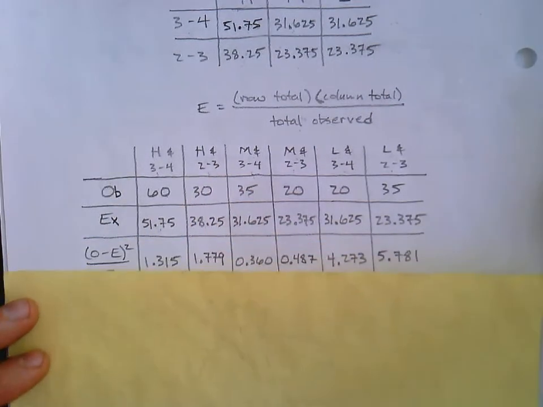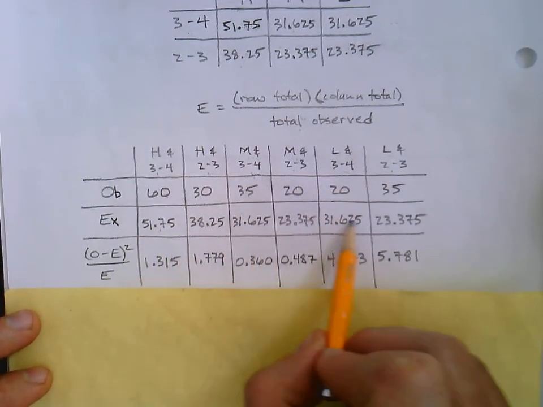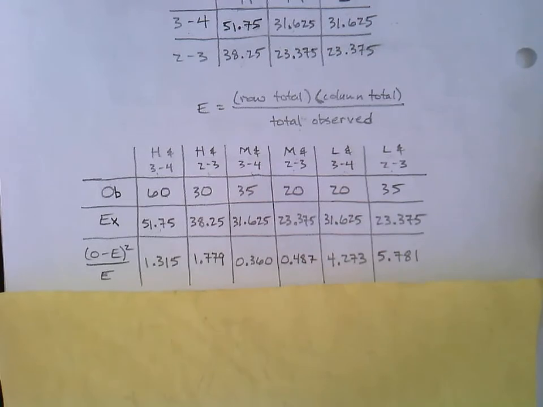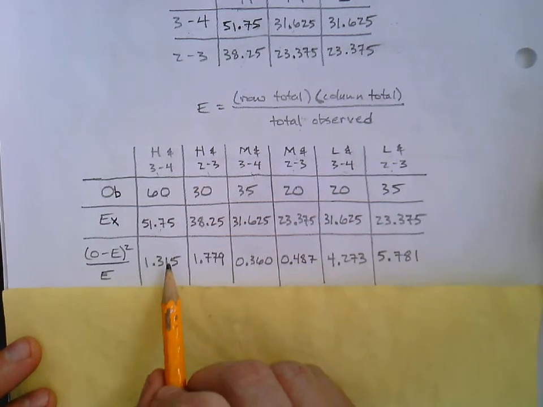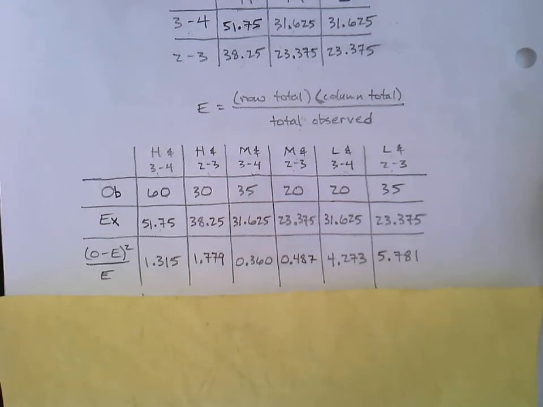Okay, so we fill those in, and then we go through our same steps, right? Observed minus expected squared over expected. Now here, you're going to have all these decimal places. That's just the way it is with the test of independence. Don't bother with any fractions. It's just too crazy. Round these, and it appears I rounded these to 3 decimal places. Okay, fine. I think that'll work.